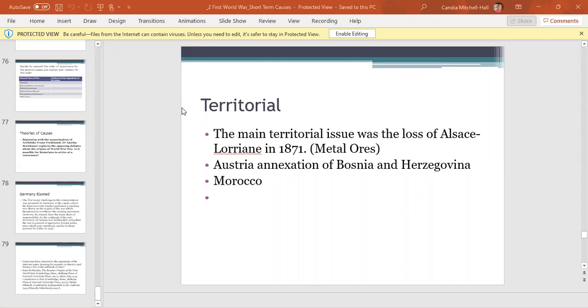So I'm leaning more towards Ritter in the fact that Germany can't be the only country blamed, because Germany did not go out and fight by themselves. So yeah, that's my stance. All right, sounds fair enough.